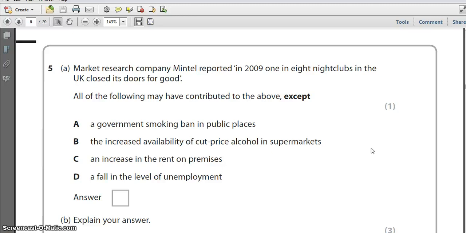If rent on premises increased, that means that the costs of running nightclubs would increase, which would make it harder for businesses, nightclubs, to break even and make a profit because their costs are going up. It wouldn't be A. If there was a smoking ban in public places, that might put some people off from going to a club, so demand for clubs would fall. So the answer there was D.